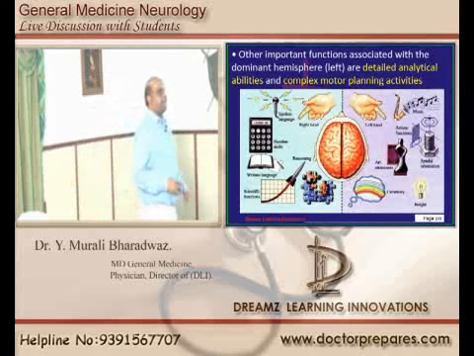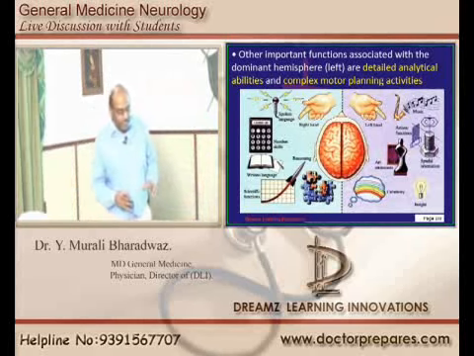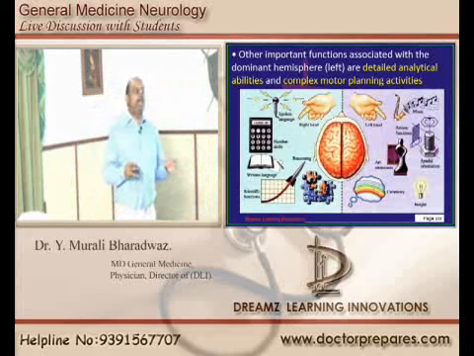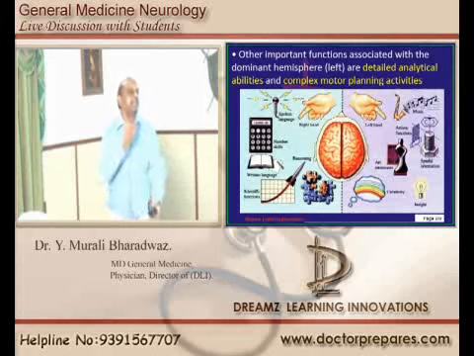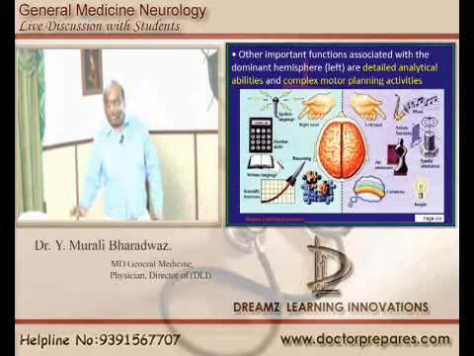Complex motor planning. It means having more intelligence in copying. So keep the finest chit somewhere underneath, go to the exam hall and then answer the questions. Complex motor planning is all by the dominant hemisphere.